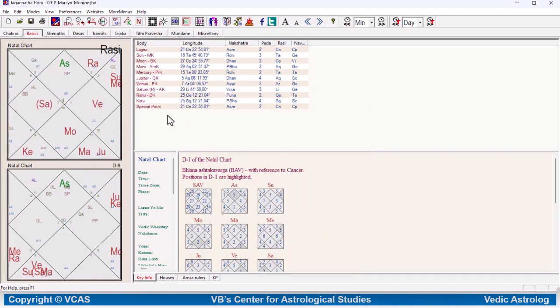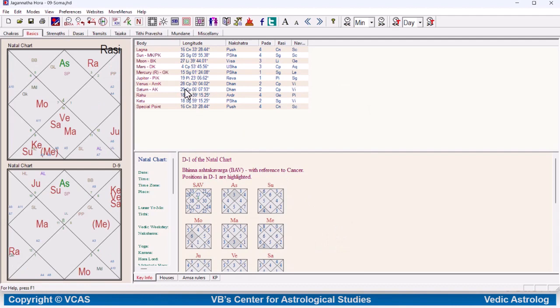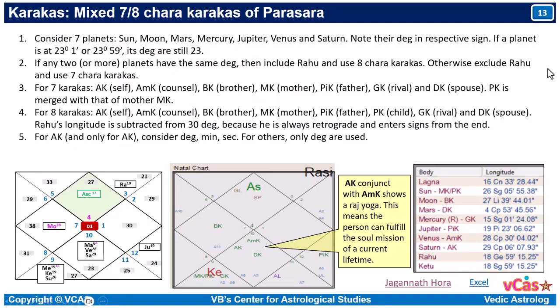Marilyn Monroe's chart, where I see Saturn at 29, I also see Mars at 29, and therefore Rahu has to be considered. Now the sample chart is for a fictitious name, Soma. Here we see none of the degrees match and therefore Rahu has not been considered.